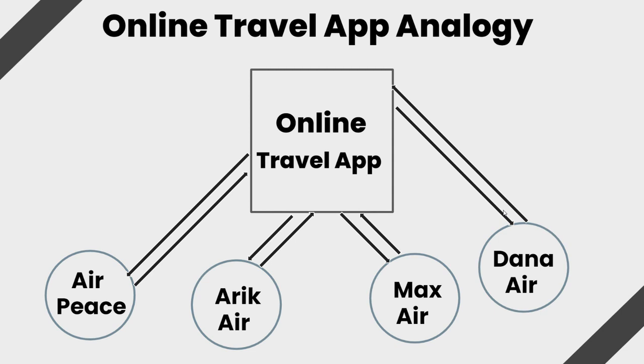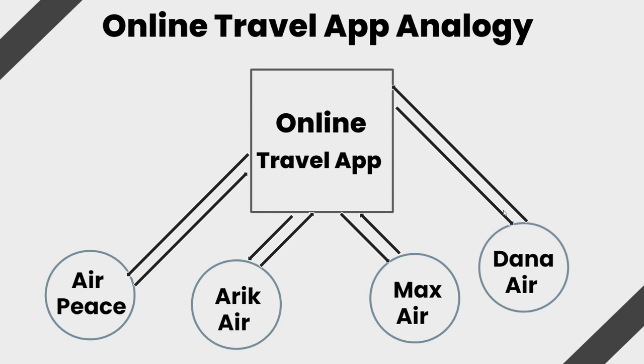So all these airlines actually have their own independent services. But then this online travel app is able to show the different airlines and the different airplanes for these airlines that are going to where you are going. So this means that in the midst of all these different airlines, you would end up just going with one of them, and that would be based on your own preference.